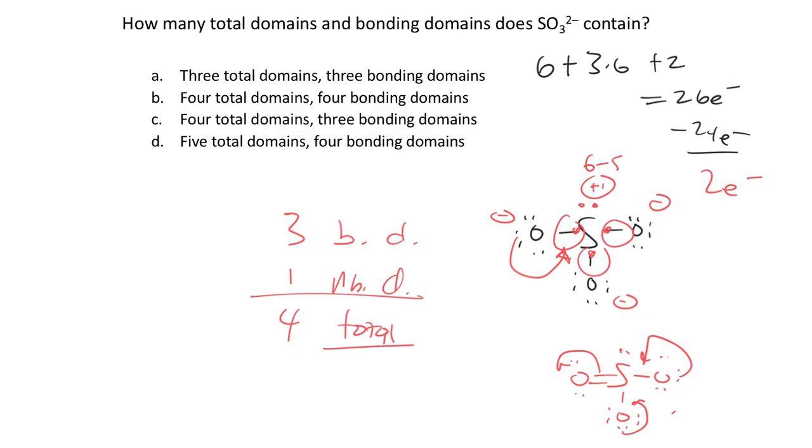So the geometry of this model should fit into a tetrahedral electron domain geometry. If we were asked for the geometry, we'd have our central sulfur, lone pair, oxygen, and then we'd be in a tetrahedral geometry. So 4 total domains, 3 of them are bonding.